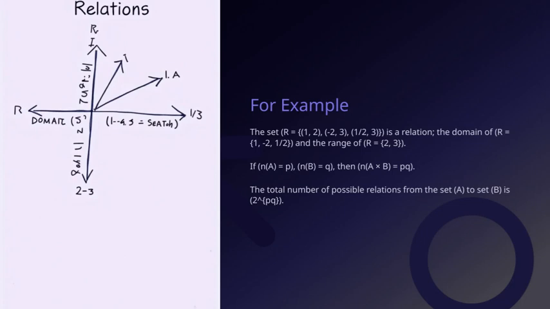Let's take a closer look at the total number of possible relations from set A to set B. This is given by 2 to the power of pq, where p and q are the sizes of the sets.